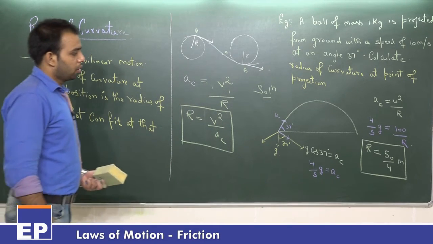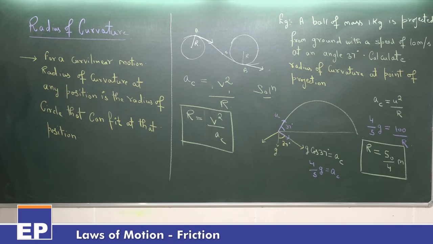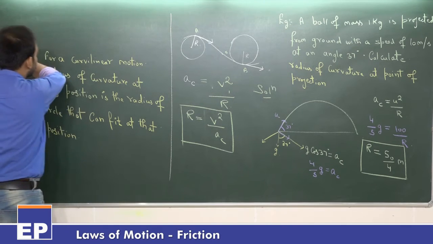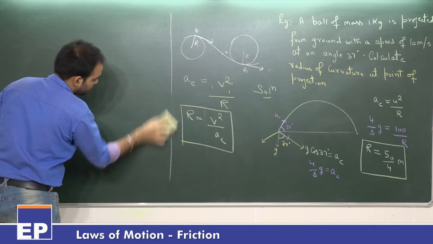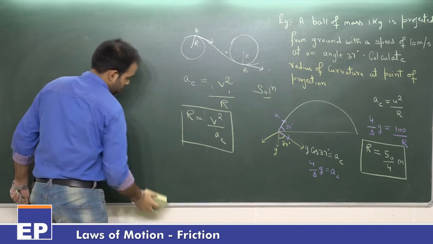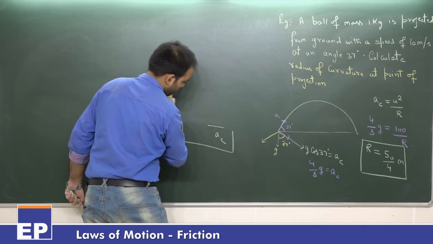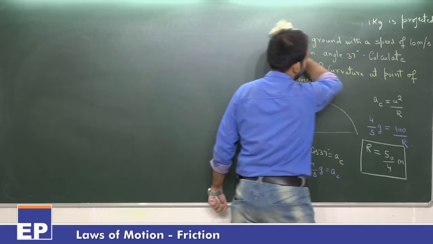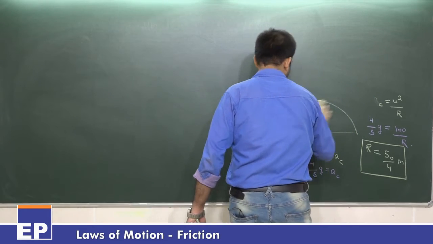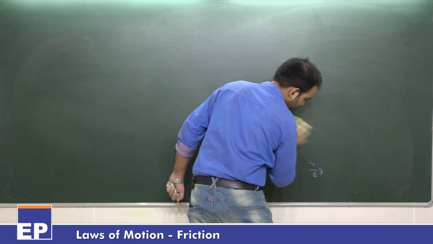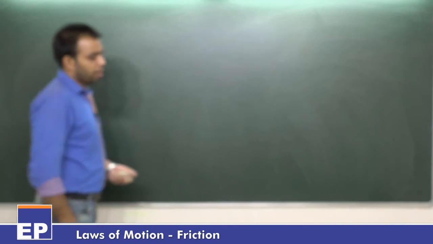Is it clear? So that is the radius of curvature at the point of projection. So we can calculate like this. Let's see one more question on radius of curvature. Let's see the next question, please.